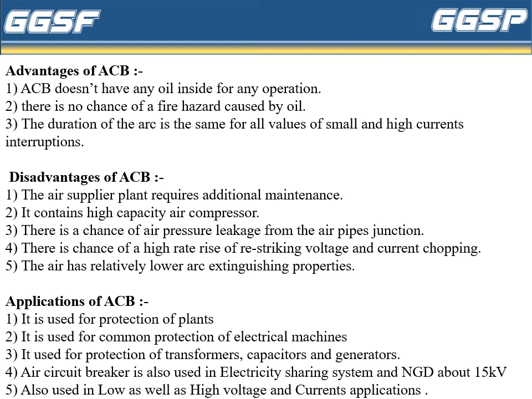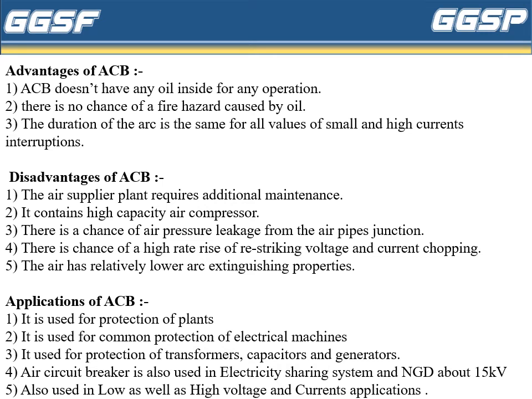Disadvantages of ACB: the air supply plant requires additional maintenance. It contains a high capacity air compressor. There is a chance of air pressure leakage from the air pipe junctions. There is a chance of high rate of rise of restriking voltage and current chopping. The air has relatively slower arc extinguishing properties.